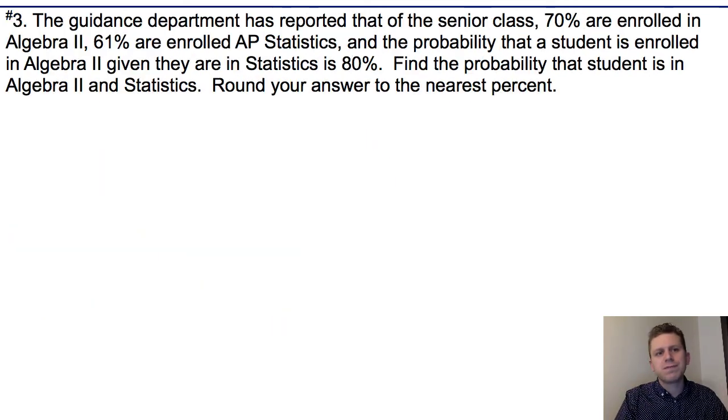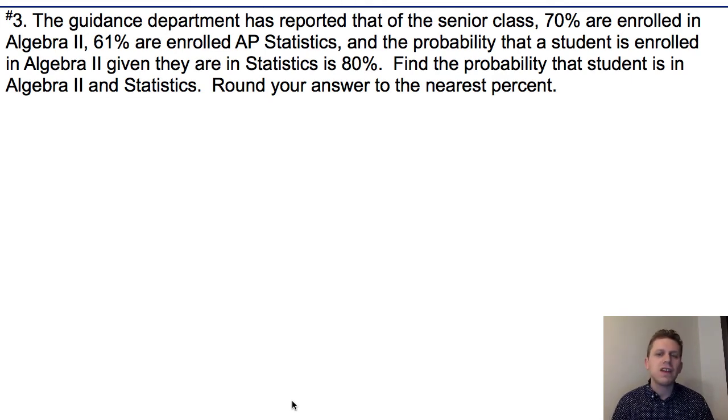Moving on to problem 3. Problem 3 says the guidance department has reported that of the senior class, 70% are enrolled in Algebra 2, 61% are enrolled in AP Stats, and the probability that a student is enrolled in Algebra 2, given they are in Stats, is 80%. Find the probability that a student is in Algebra 2 and Statistics. Round your answer to the nearest percent. Very cool.